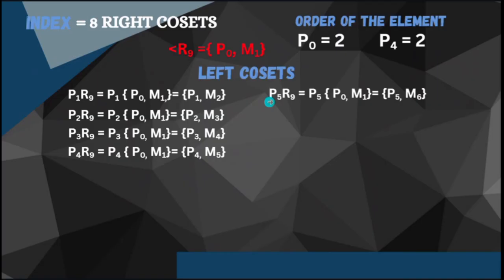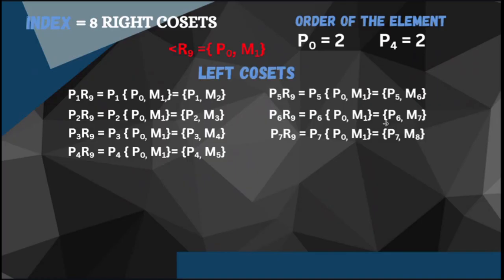For rho sub 5 multiplied by r sub 9, we have rho sub 5 and mu sub 6. For rho sub 6 multiplied by r sub 9, we have rho sub 6 and mu sub 7. For mu sub 7 multiplied by r sub 9, we have rho sub 7 and mu sub 8. For mu sub 1 multiplied by r sub 9, we have mu sub 1 and rho sub 0. Since all the results contain all the elements of our group, therefore these are our left cosets.